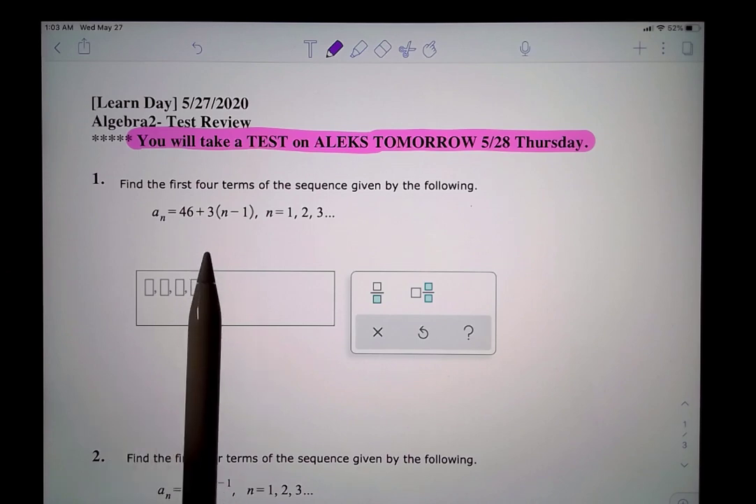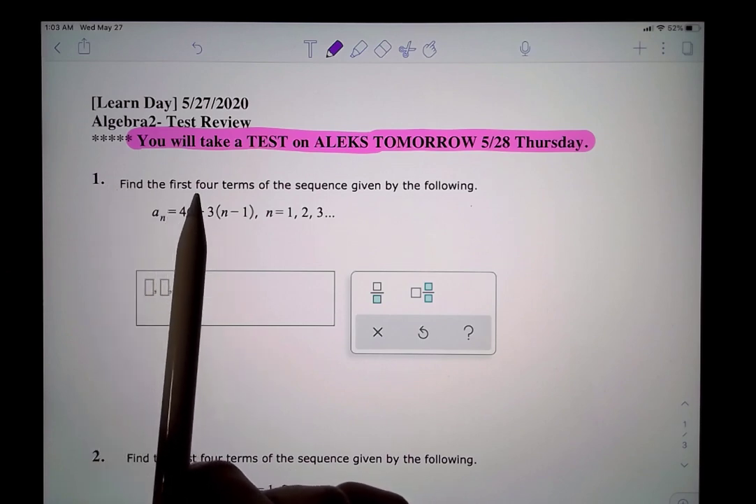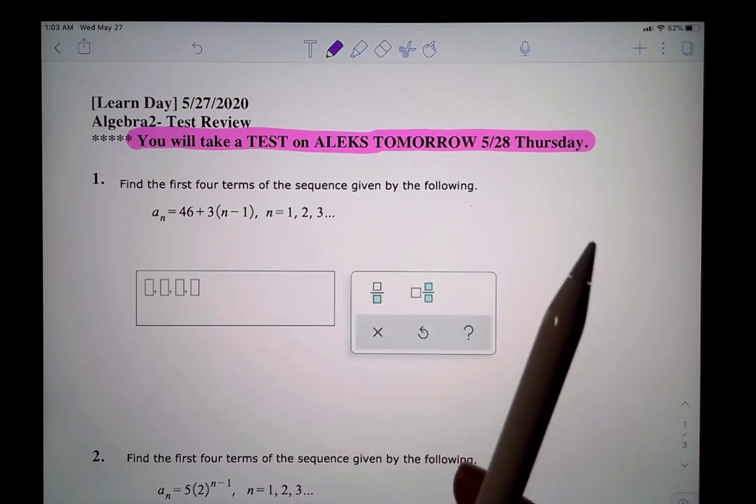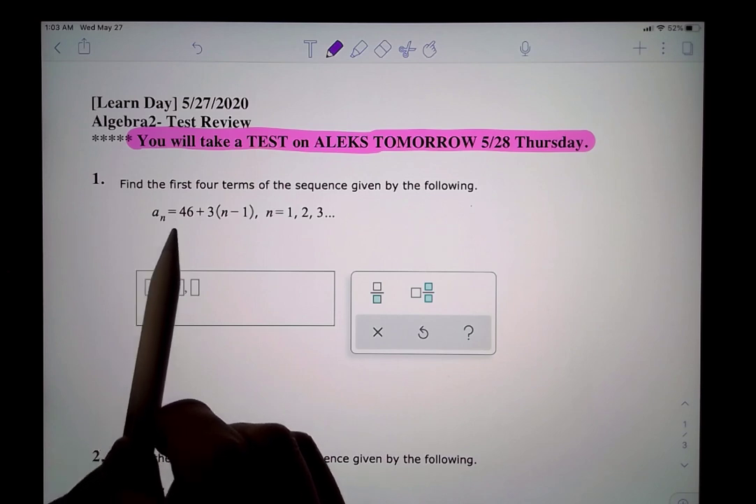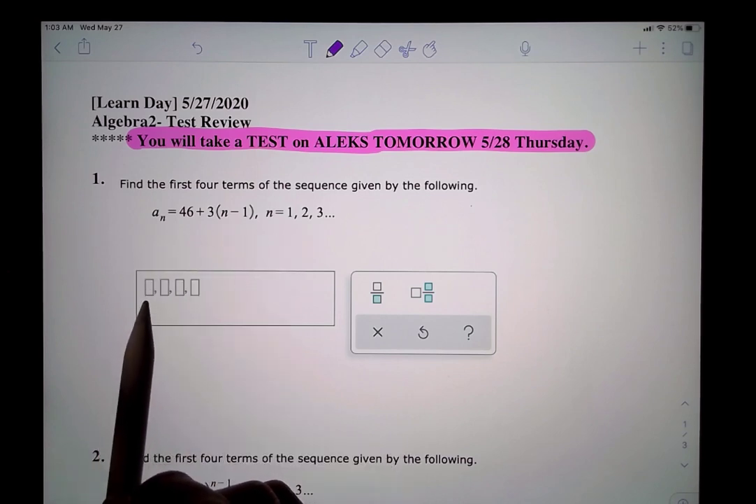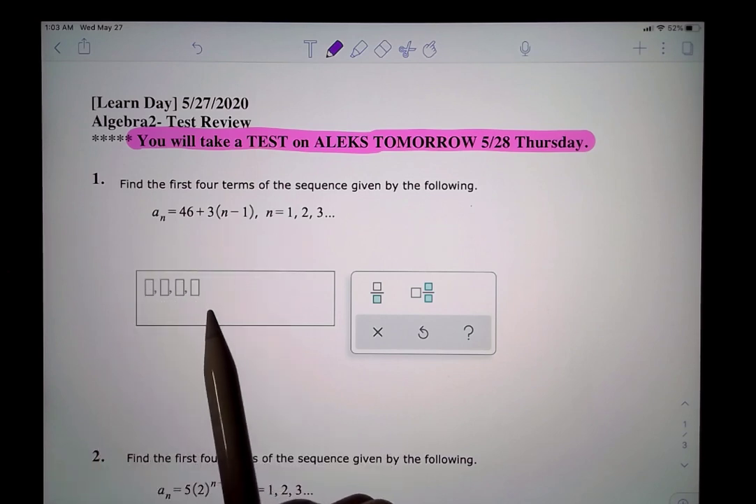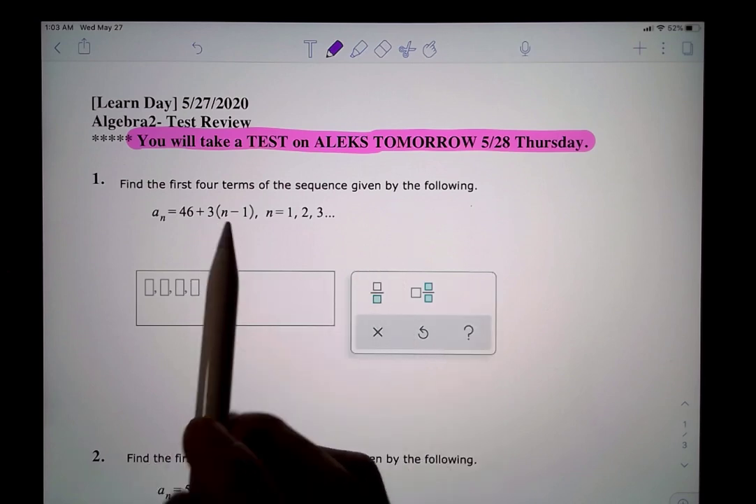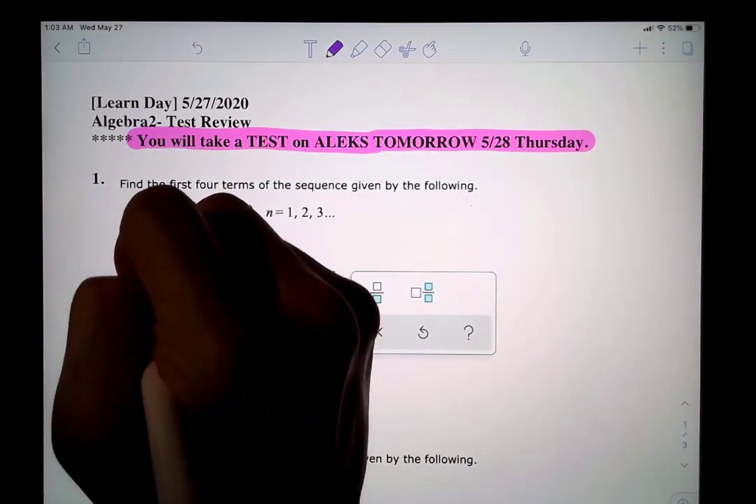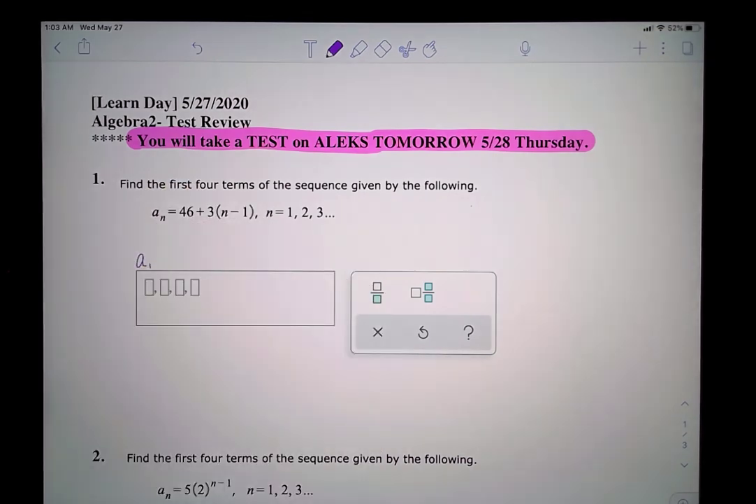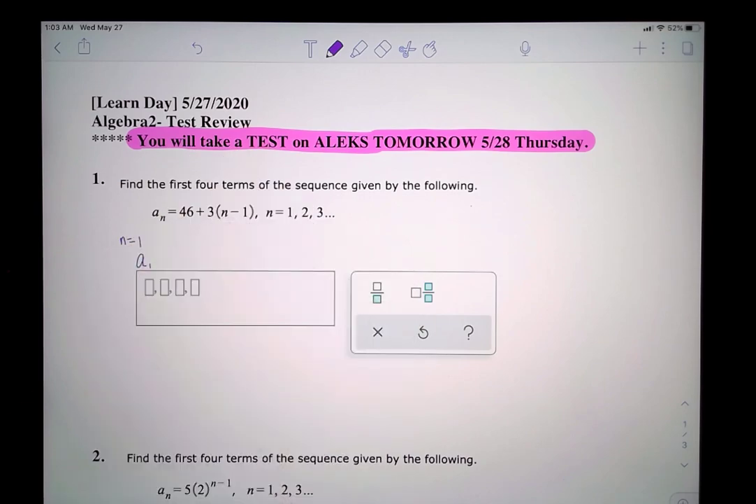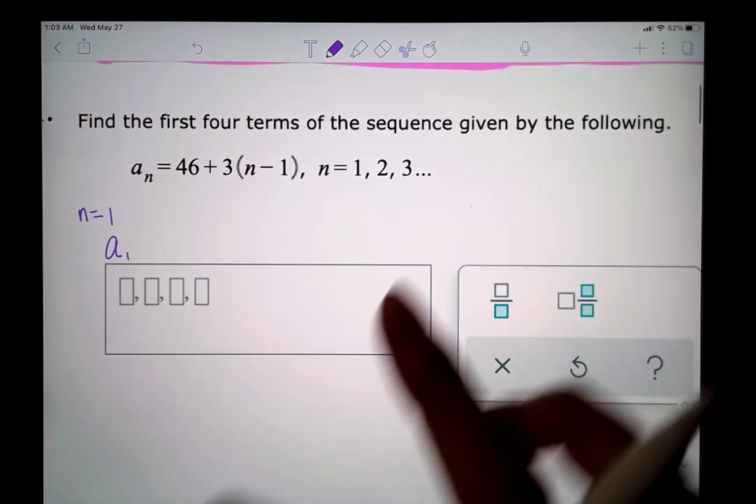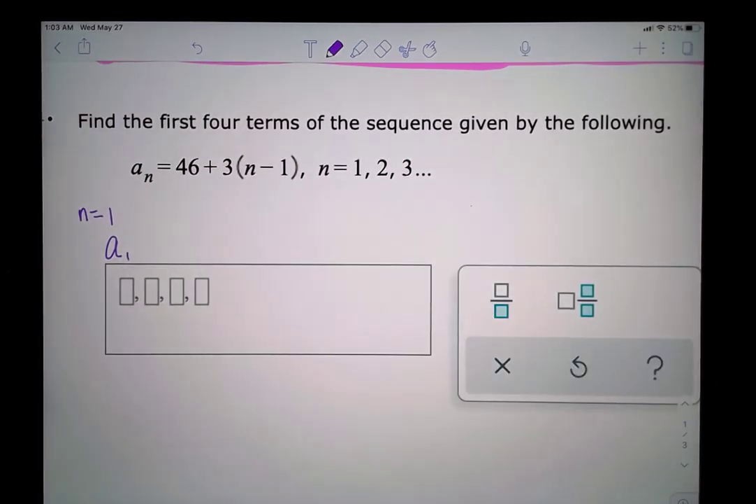Number 1. It says, find the first 4 terms of the sequence given by the following. Do you see this? It's like explicit form, right? And then I want to know my first 4 terms. Then what do you do? You just put the number in. If you want to know A1, then that means your N is what? Your N equals 1. So you put 1 into N, then you will get your first term, right?